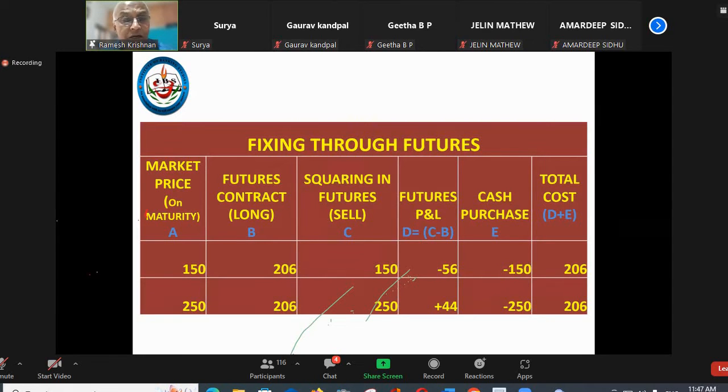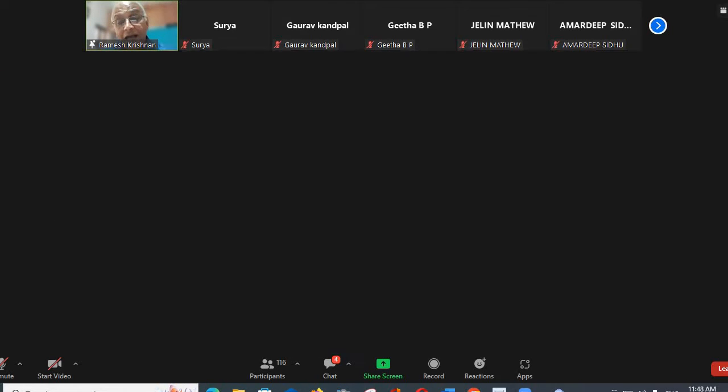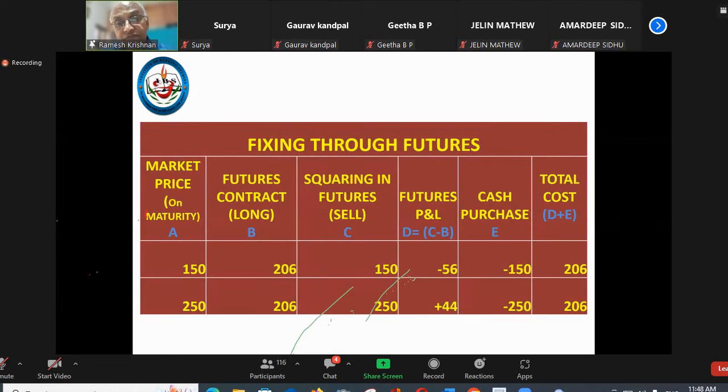Now in December, the spot price, which is column A, happened to be at 150. So when that futures contract is maturing in December at the price of A at 150, the futures contract, what you bought, is squared by selling back to the futures exchange at the spot price. So 206 plus 150, minus 56 is your futures squaring P&L. Futures means futures exchange. That exchange, like your share trading, what you do on the exchange, futures exchange, so minus 56.